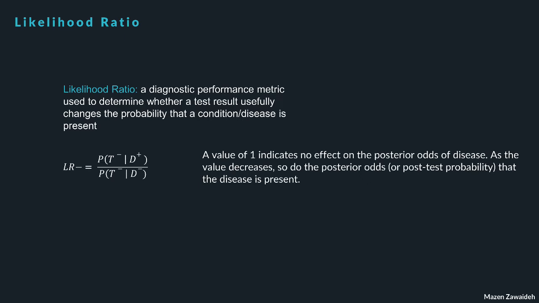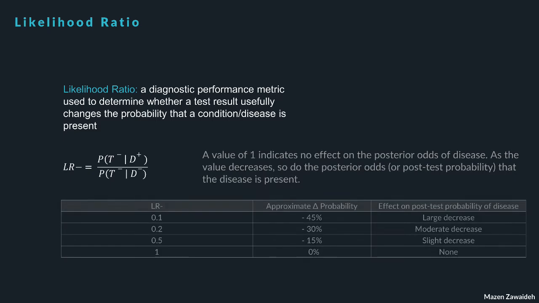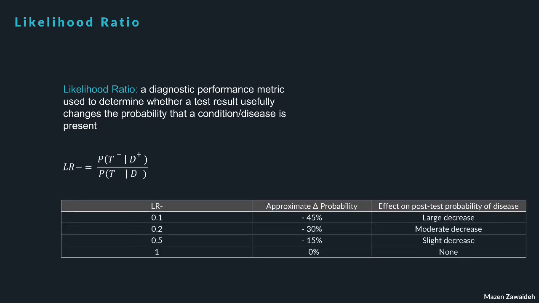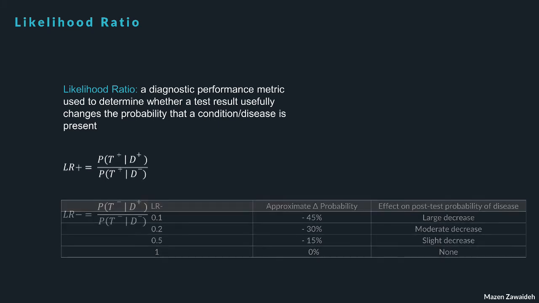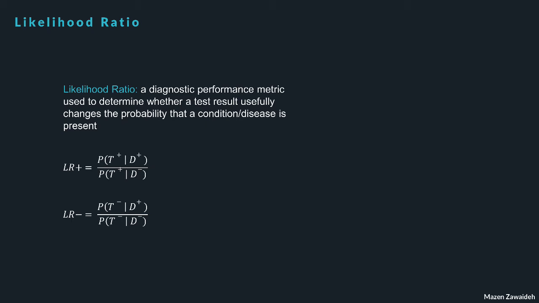Again, see that a value of 1 indicates no effect on the posterior odds of disease. A value of 1 means that the probability of the test being negative is the same whether or not the disease is present. And again, we don't gain any new information to alter our prior belief. As the value of the negative likelihood ratio decreases below 1, so do the posterior odds that the disease is present. This table relates the numerical value of the negative likelihood ratio to the approximate change in probability that the disease is present. See that as the value of the negative likelihood ratio decreases, so does our post-test probability of disease. Okay, we've gotten a handle on positive and negative likelihood ratios.